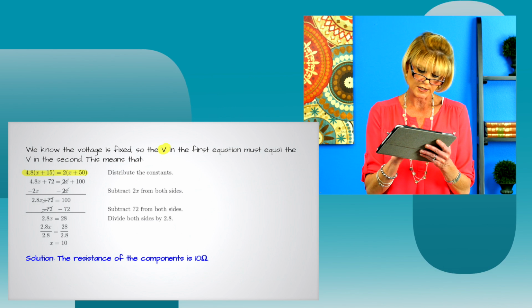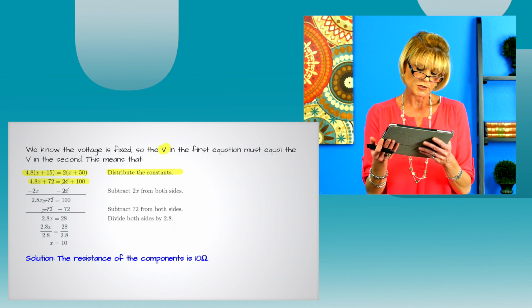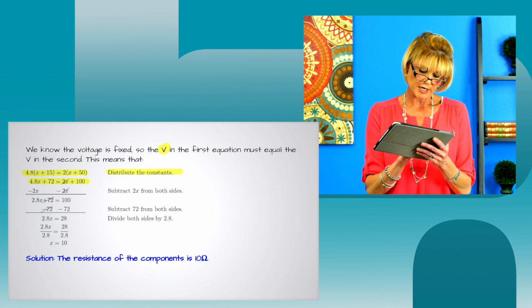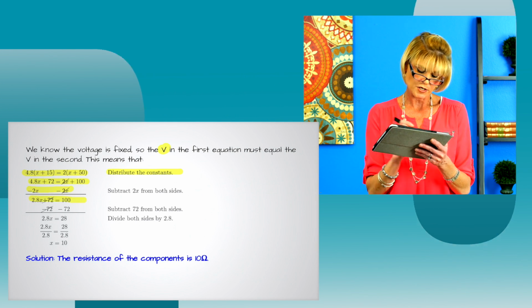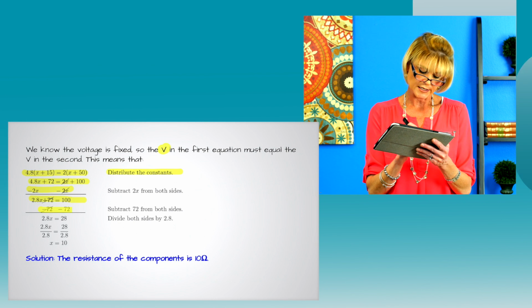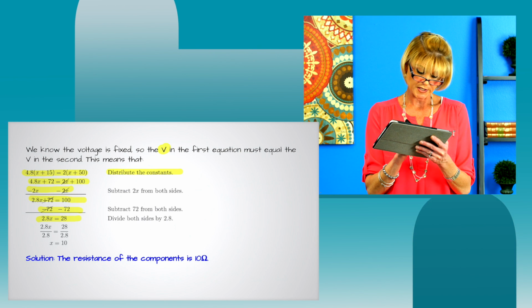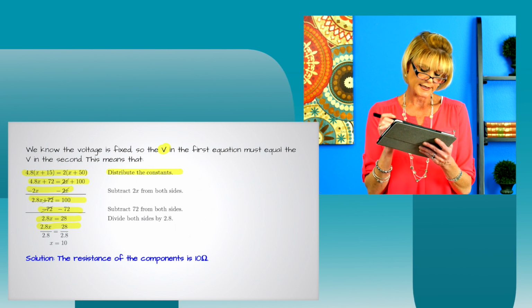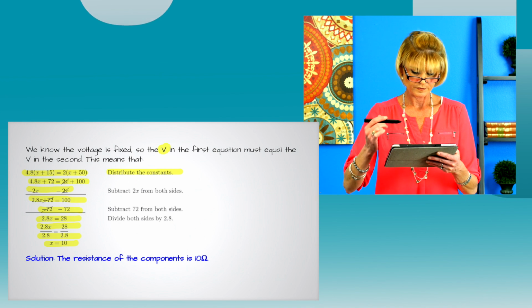We're going to distribute those constants. We get 4.8x plus 72 equals 2x plus 100. Subtract 2x from both sides. We get 2.8x plus 72 equals 100. Subtract 72 from both sides. We get 2.8x equals 28. Divide both sides by 2.8, and you get x equals 10. So the resistance of the component is 10 ohms.